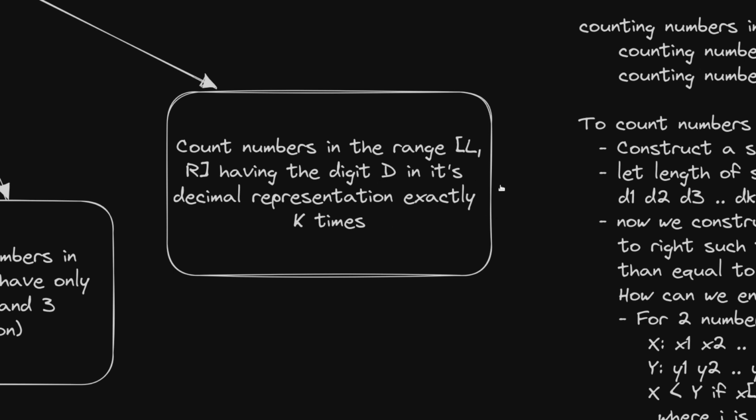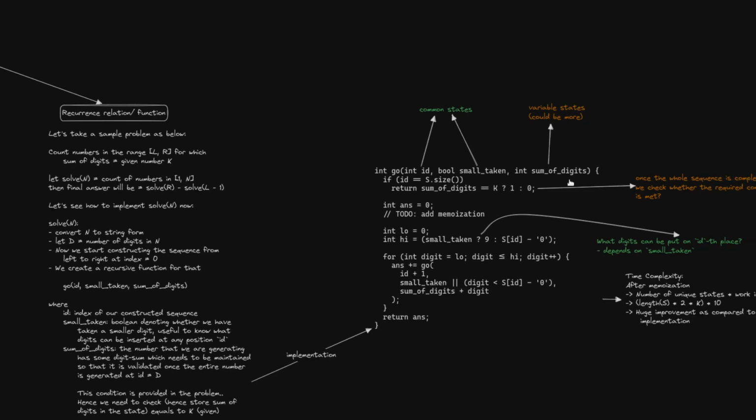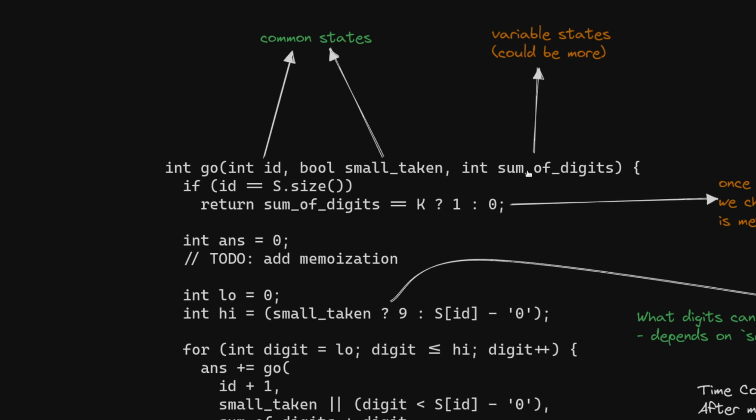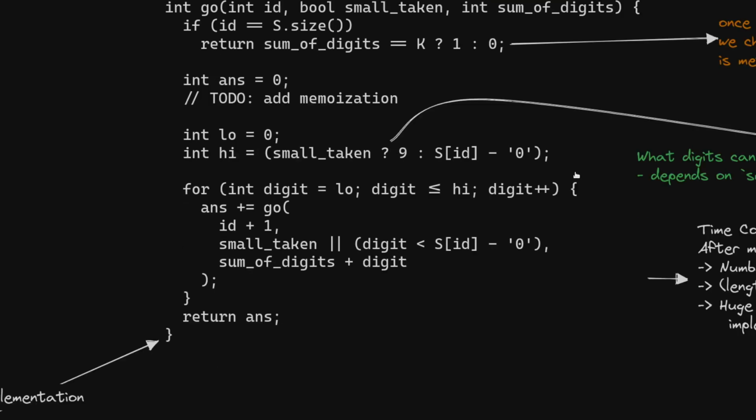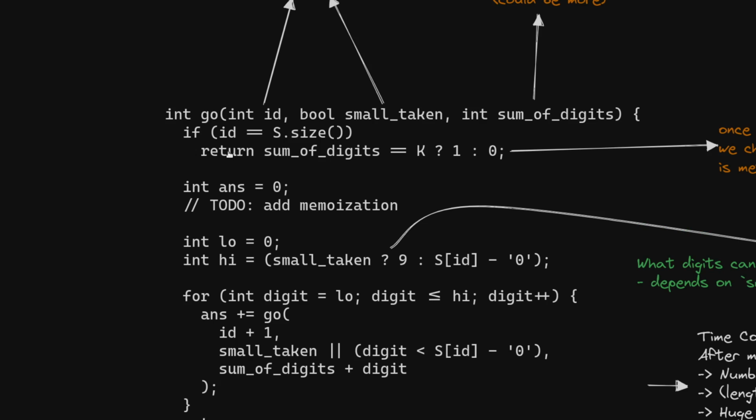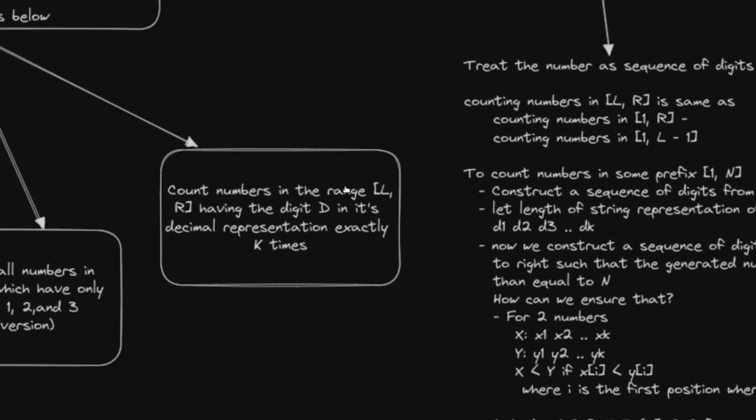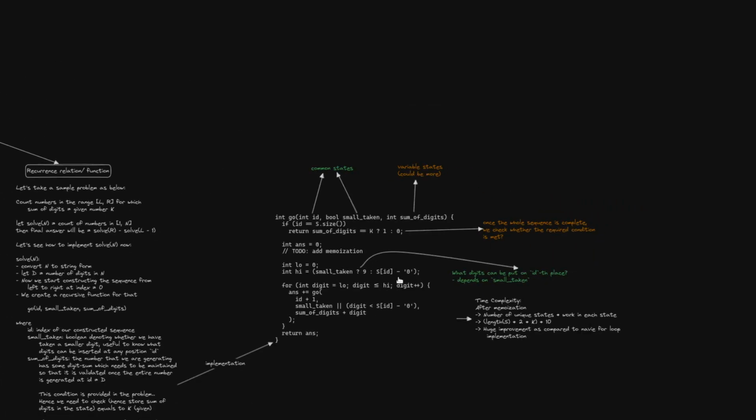So for this, what you can do is store the count of a digit in the state. For example, d was given as 6. Then instead of sum of digits, you store count of 6, initially 0, and whenever you are inserting a digit which is equal to 6, you add 1 to it and pass it on to the next state. And once you reach the end of the sequence, you check whether the count of 6 is equal to the one that is expected, which is k, given in the problem statement.